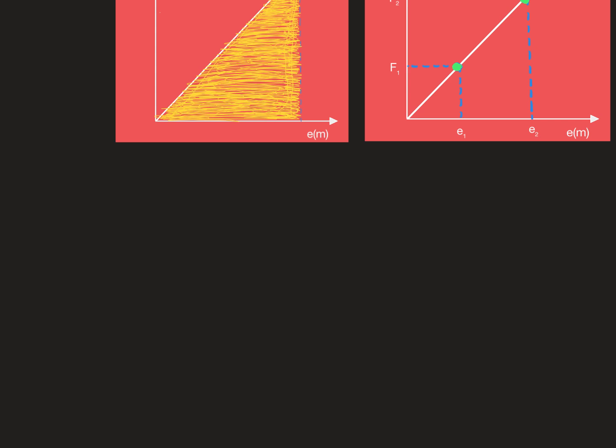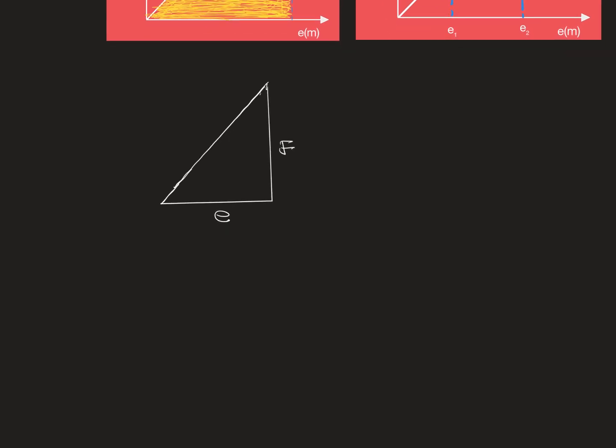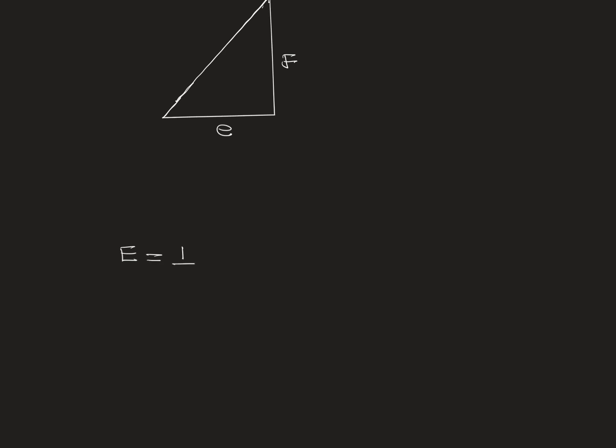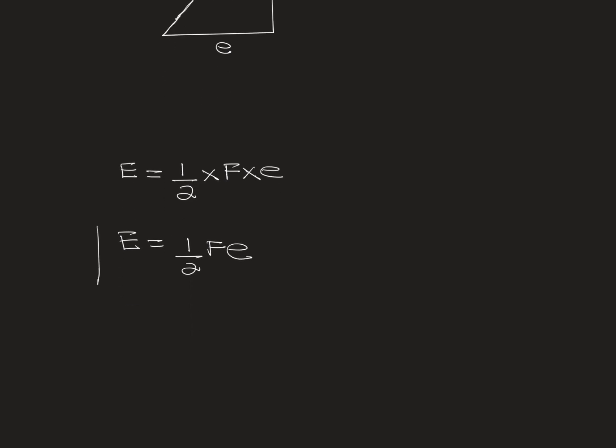Now let me try to extract the triangle out. We'll have something like this. This is the extension and this is the force. So what is the area of a triangle, which is going to give us the energy? Therefore, the energy stored in stretching an elastic material is half F times e. So we'll have energy is equal to half Fe. All right, this is the formula for energy stored in stretching an elastic material.